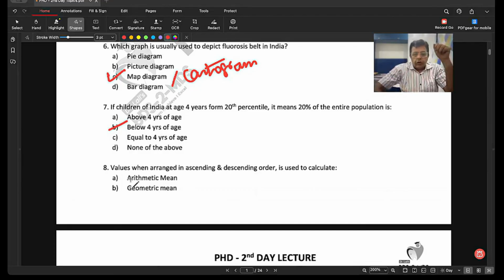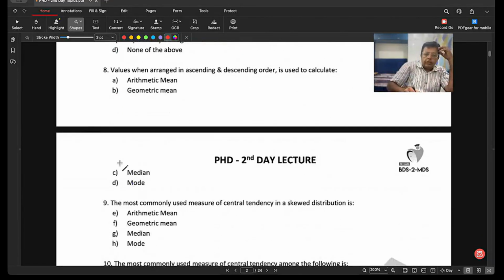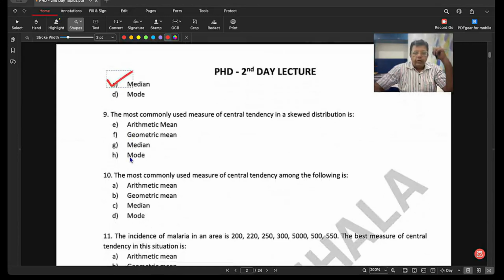When you arrange the values in ascending or descending order, you generally use median, the centralmost value. Question number 9. The most commonly used method for central tendency when you have a skewed distribution, you will use which, mean or median or mode? I have told you this also in the class. And question number 10, the most commonly used measure of central tendency among the following is which one? Please mark 10 also.